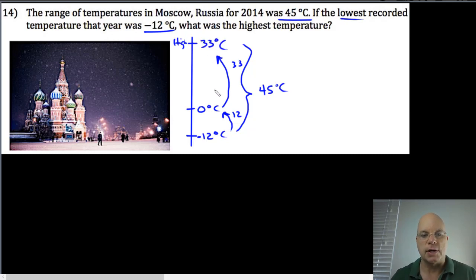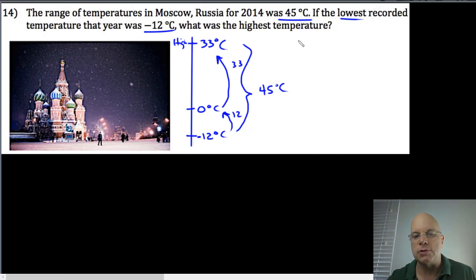Or 33 degrees Celsius. Whenever you have a range and the low number is a negative, it's helpful to think of a number line to understand that for the difference between these two to be 45, I would need this 12 plus 33 more to get to the high temperature.